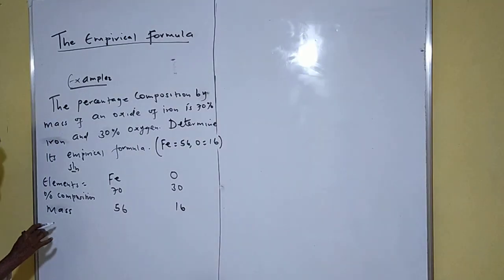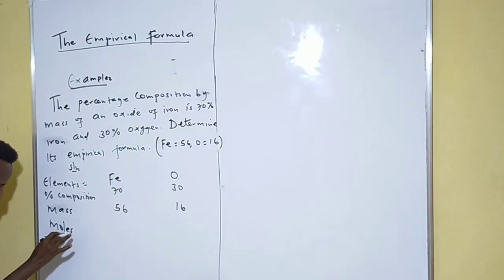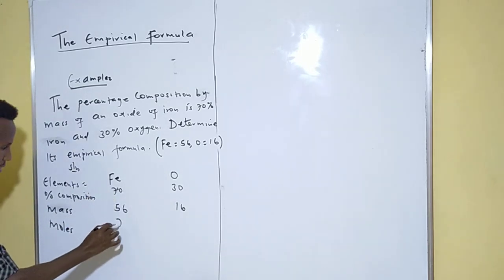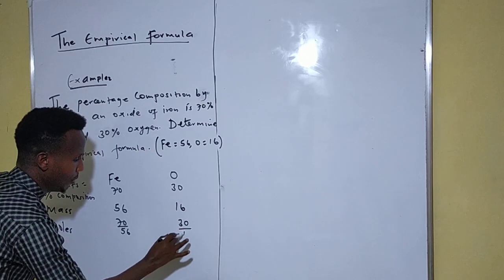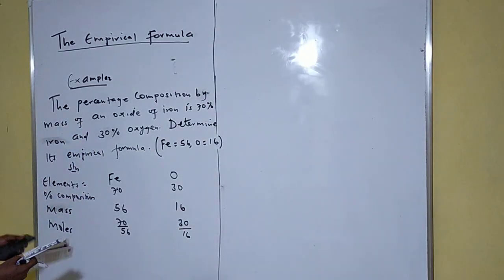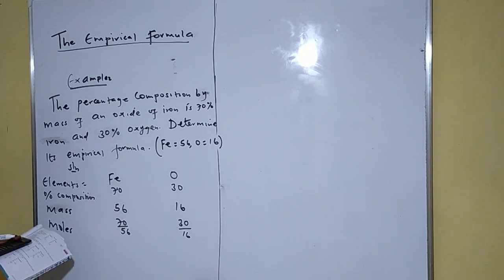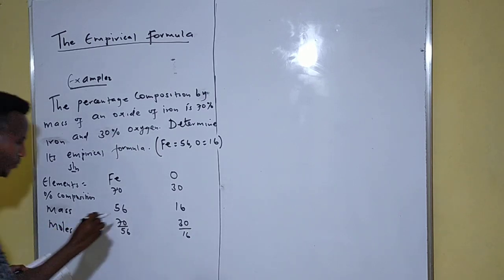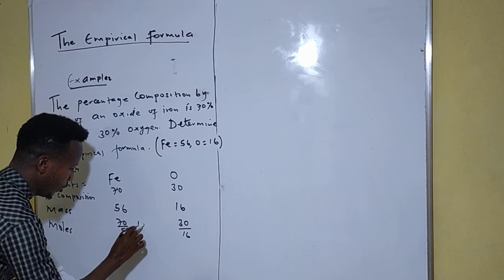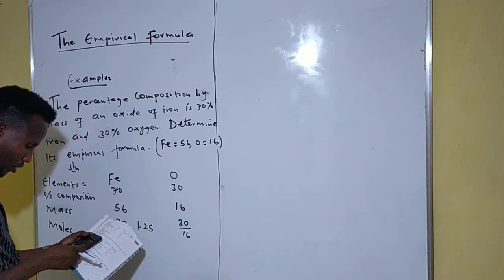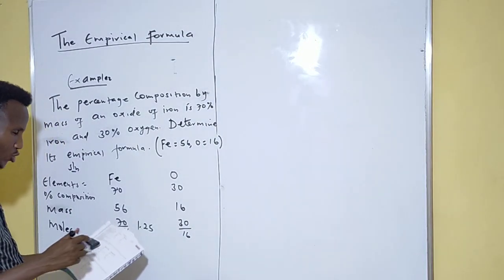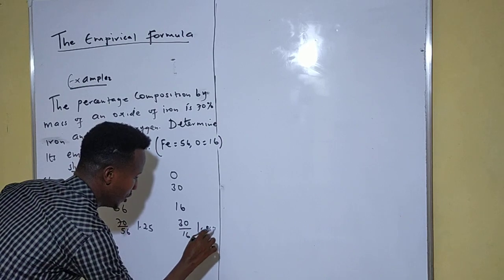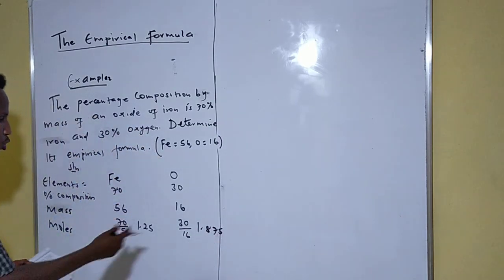Then you're going to write what you normally call moles. Moles is this divided by this. That will be 70 divided by 56, and 30 divided by 16. So 70 divided by 56, this one will give me 1.25. Let me see also this one, 30 divided by 16. This is 1.875. So which one is smaller between these two?